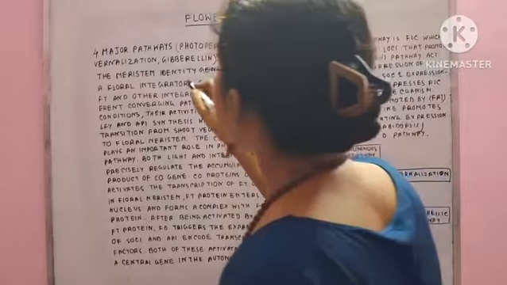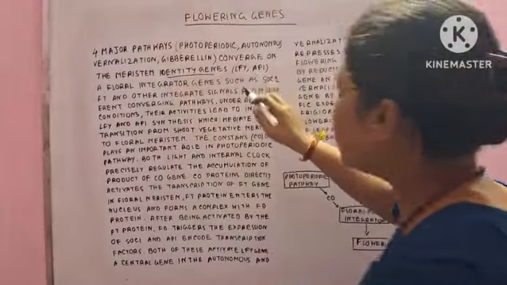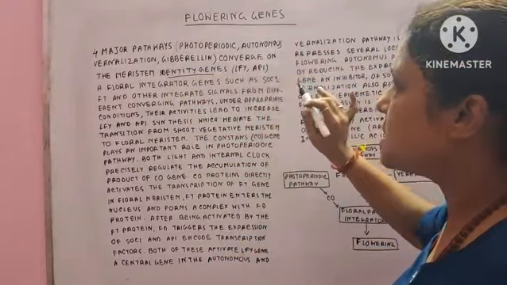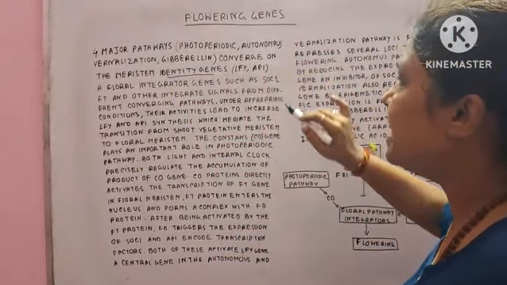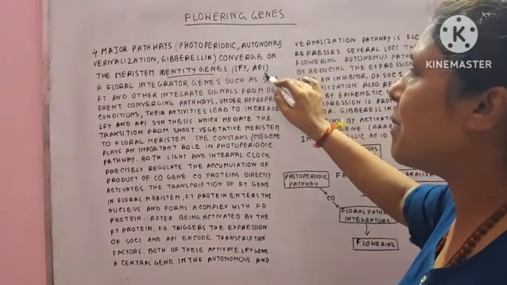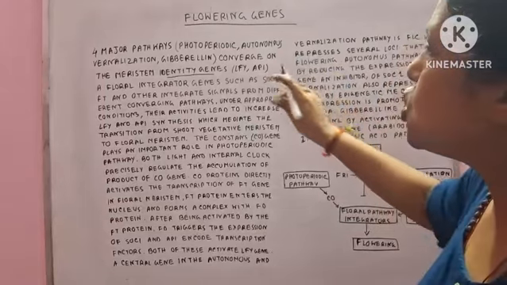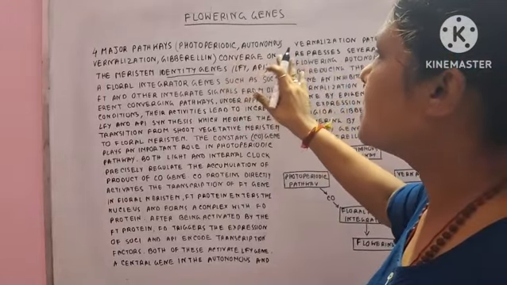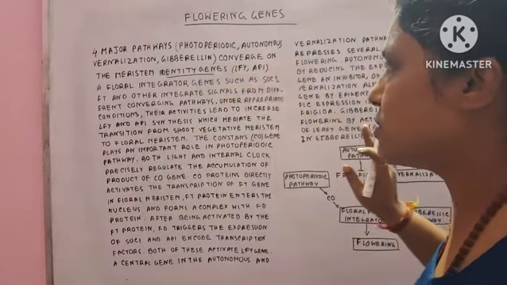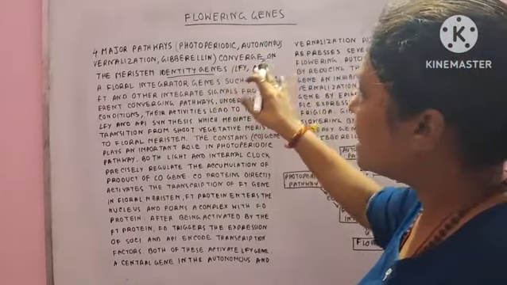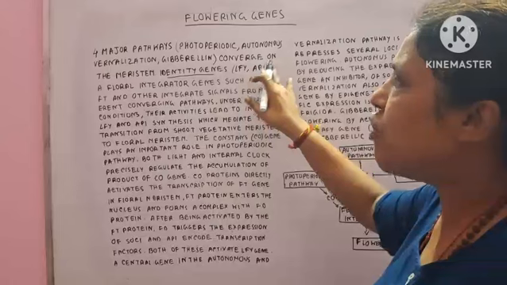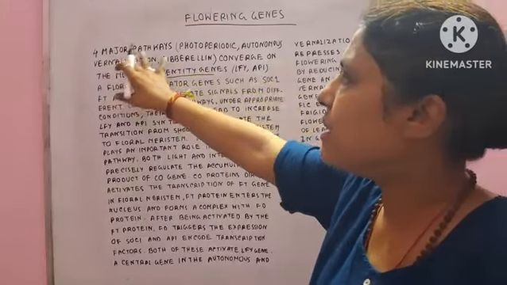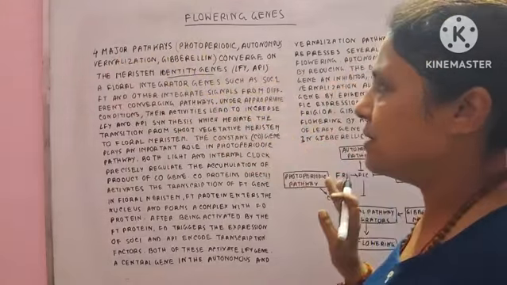The meristem identity genes are two important genes, that is LFY, leafy, and AP1, apetala 1. These two important genes are involved in the flowering process, and their involvement is seen in those four major pathways.